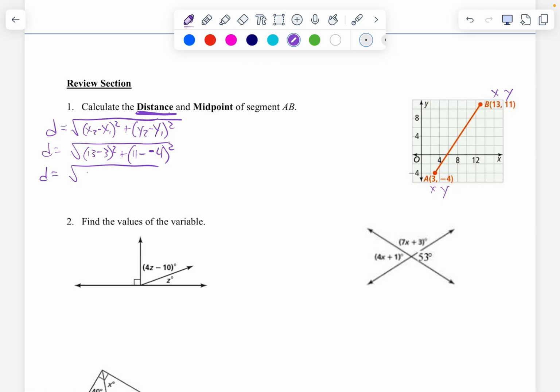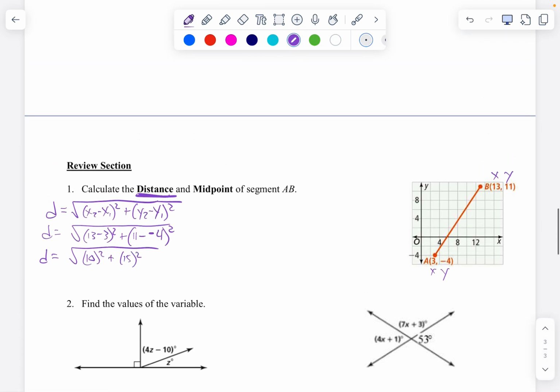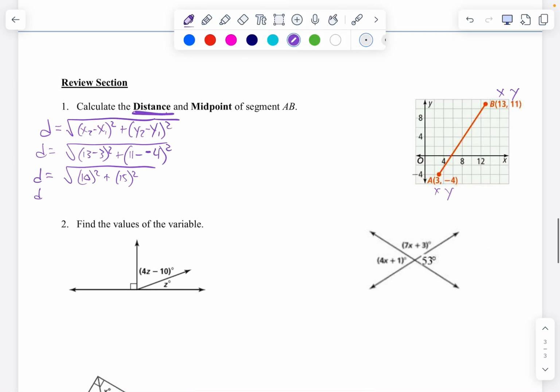So this will become 10, still in parentheses. And then when you put it in your calculator, make sure you use parentheses too. So 10 squared plus 15 squared. And then those become 100 plus 225, which is square root of 325. So how'd that go? Got it?